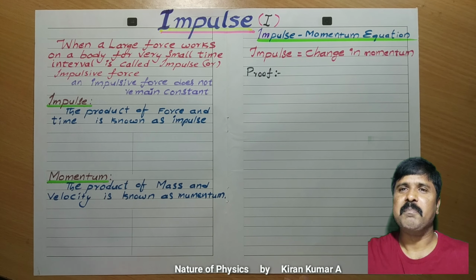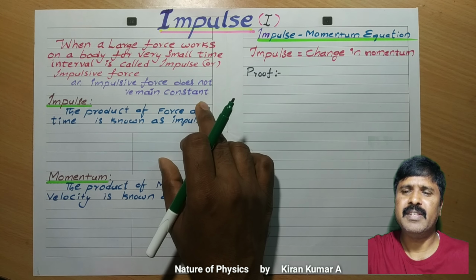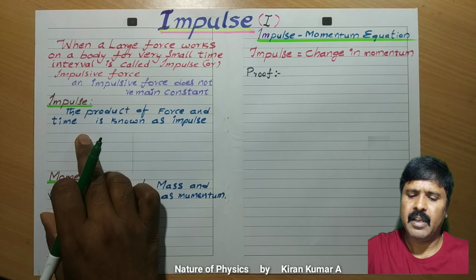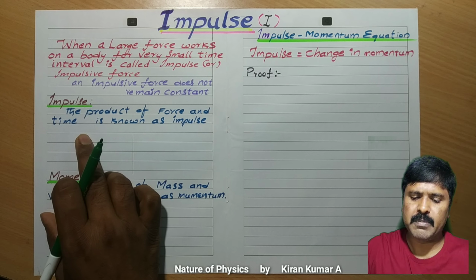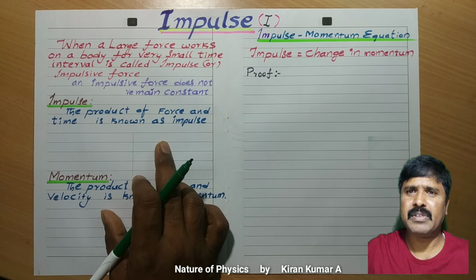Today's topic is impulse. When a large force works on a body for a very small interval of time, it is called impulse or impulsive force. Simply, a large force acting in a short interval of time is also called impulse, student. Impulsive force does not remain constant; it will change. Impulse definition I am going to explain. The product of force and time is known as impulse, student.